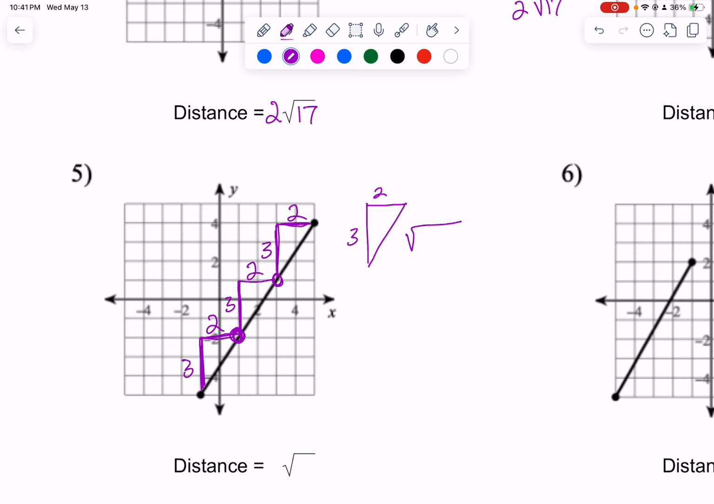And to find this Pythagorean theorem, it would be 3 squared plus 2 squared, or 9 plus 4, which is 13. But I have 3 of them. I got square root of 13 plus square root of 13 plus square root of 13, which makes 3 times the square root of 13.